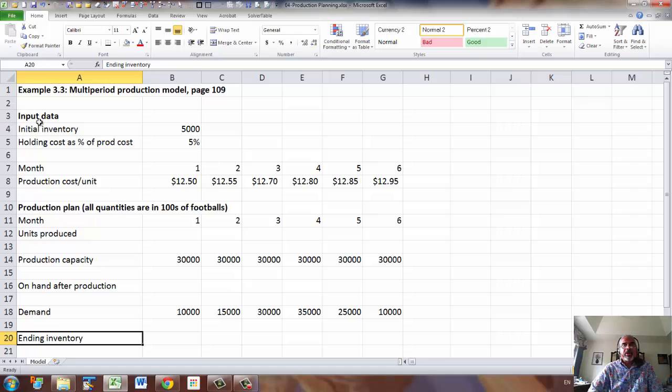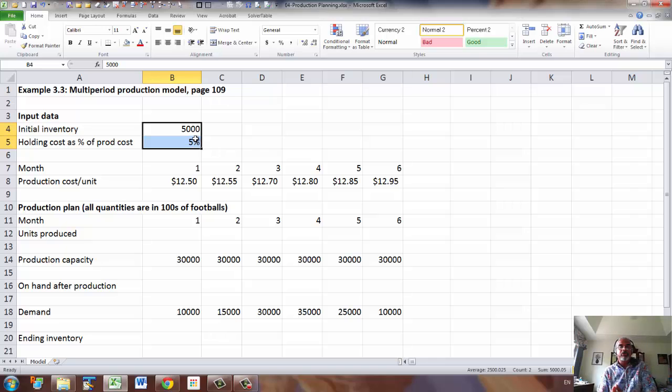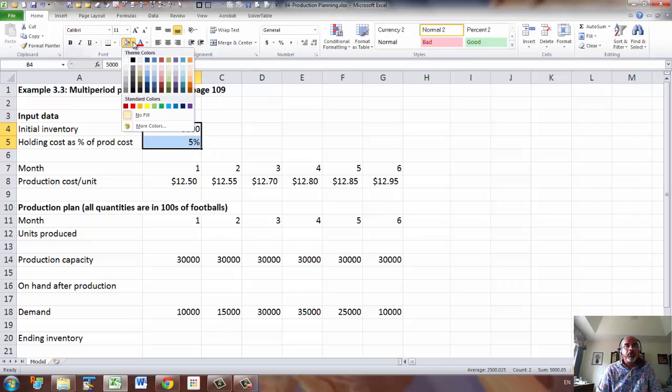So let's look at what the given data are. So we have initial inventory. We are assuming that we are producing just one product, and we are now planning for 6 months of production. We have initially 5,000 units on hand, and the holding cost, if you have ending inventory at the end of each month, is going to be 5% of the production cost. So these are inputs. So let's color code that.